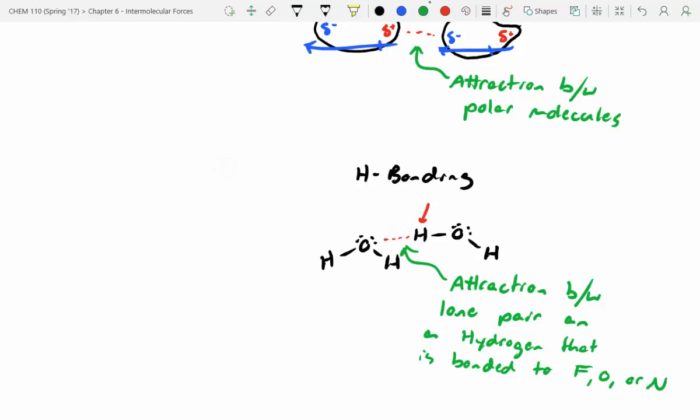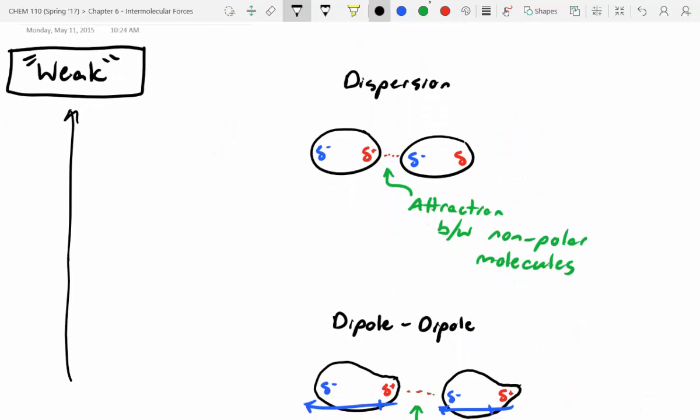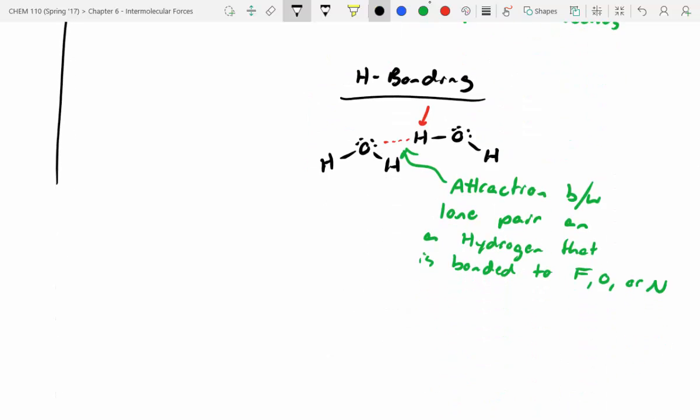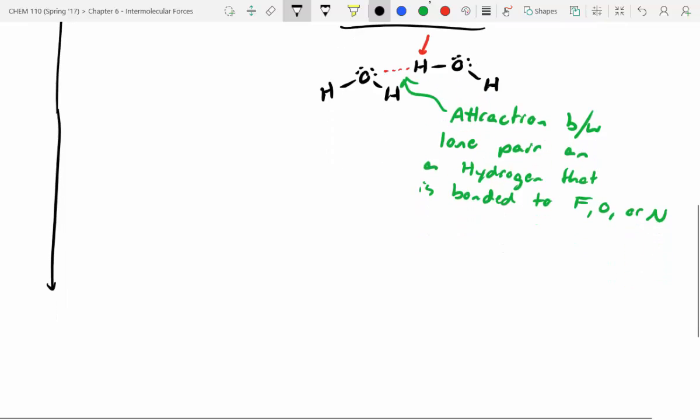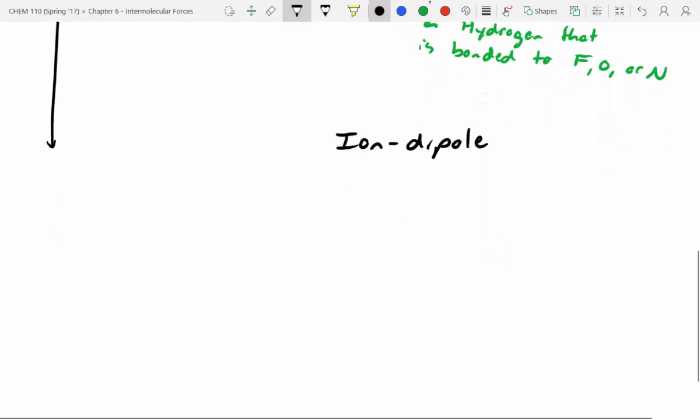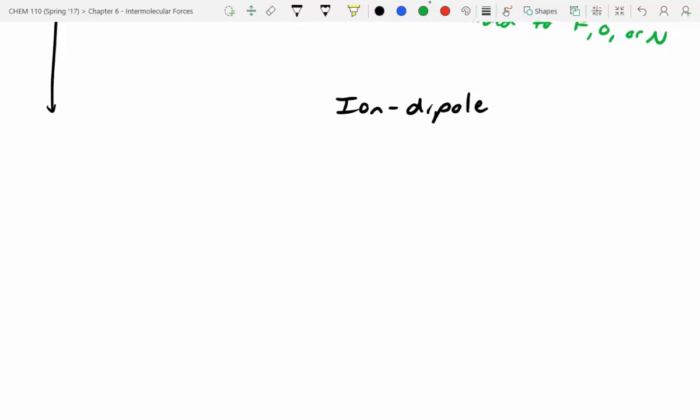All right, there is one more. Keep on going down. And this one's a little bit weird. This is called an ion-dipole. And you can probably tell by its name. It's a situation where you've got a cation or an anion in solution. So I'll just pick one. We'll just pick a cation, a generic plus charge.